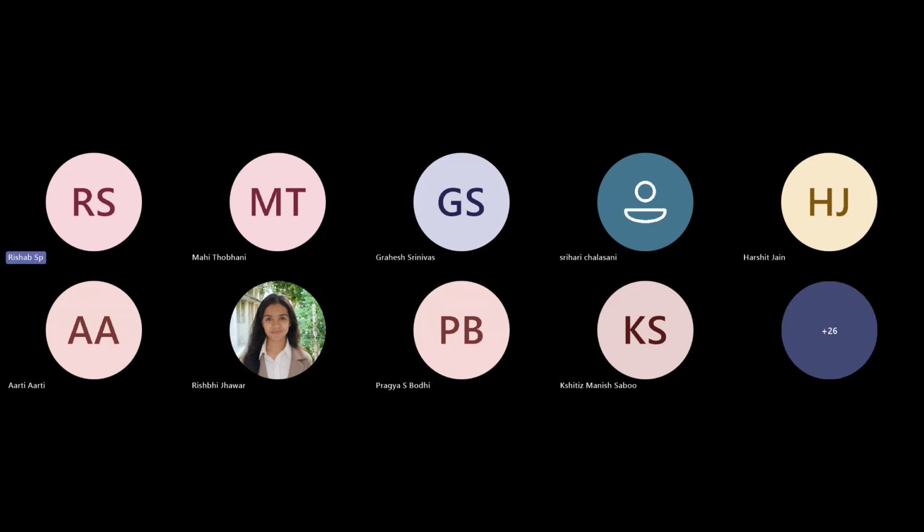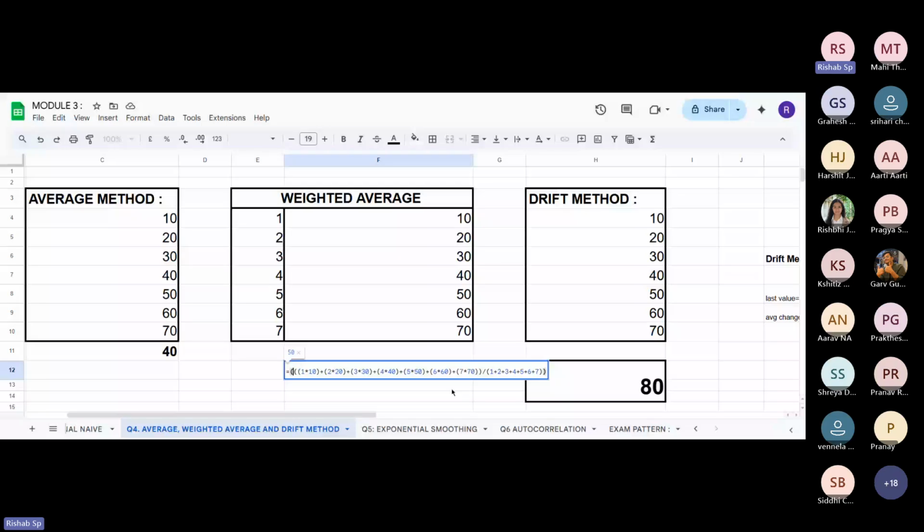See, the answer will be 50 itself. I think I forgot to put one bracket. The answer is 50 for the weighted average method. I will share it once. For the weighted average method, the answer is 50 itself. I forgot to put this bracket out here. You're correct.